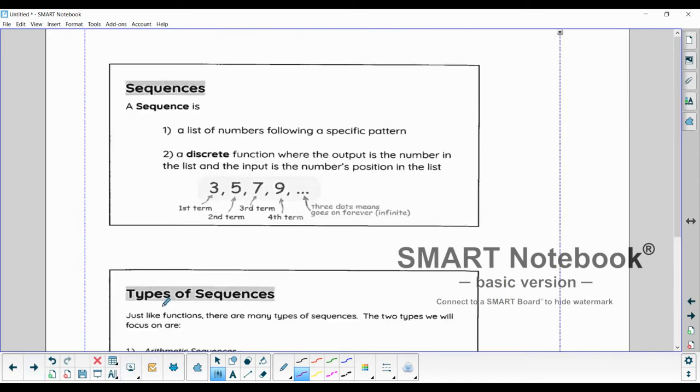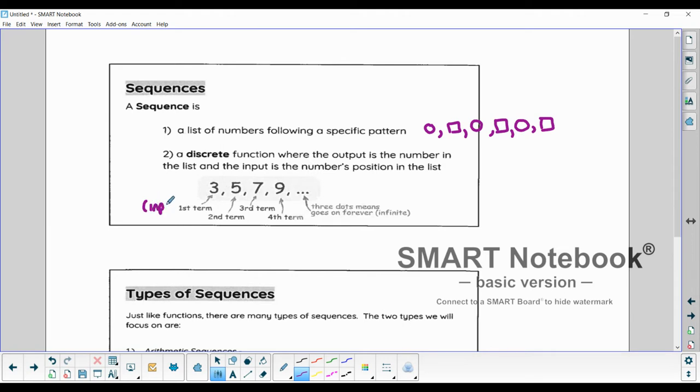So here is what a sequence is. It's a list of numbers following a specific pattern. Even as a kid, when you would do circle, square, circle, square, circle, square, that was a sequence because it followed a pattern. And it's a discrete function where the output is the number in the list and the input is the number's position in that list. For example, the first term, that is the input, what number in the list you are. The output is the actual value.